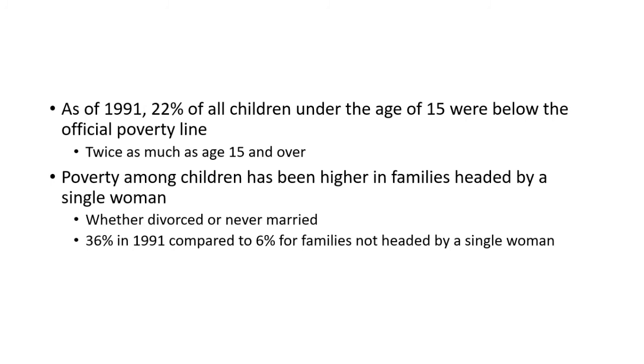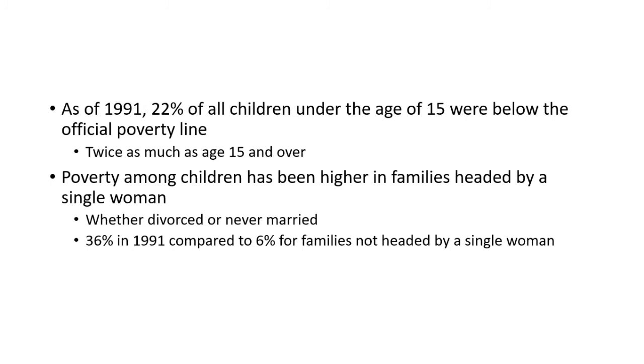36% of children living in poverty in 1991 compared to 6% for families not headed by a single woman. So this is comparing poverty in children: 36% with a single woman raising the family, 6% for families where you're presumably married or the woman is not heading the family. Maybe they're not married still, maybe boyfriend, girlfriend, etc. So these are kind of interesting points.